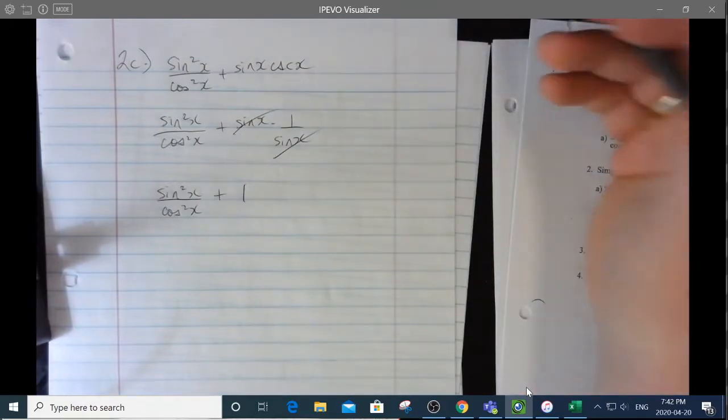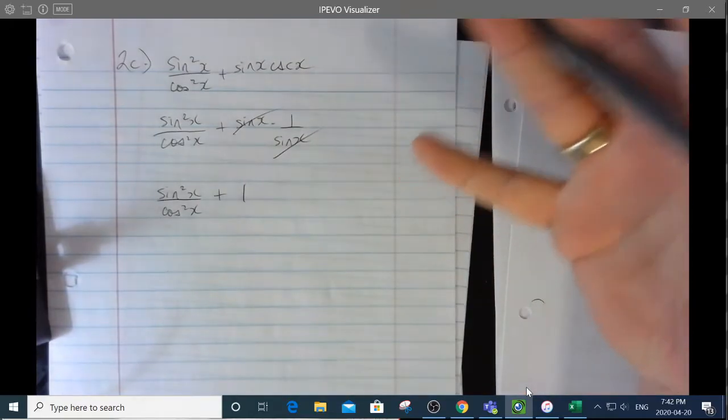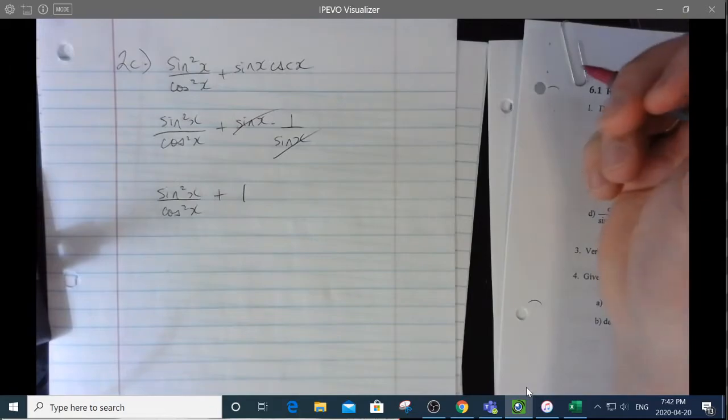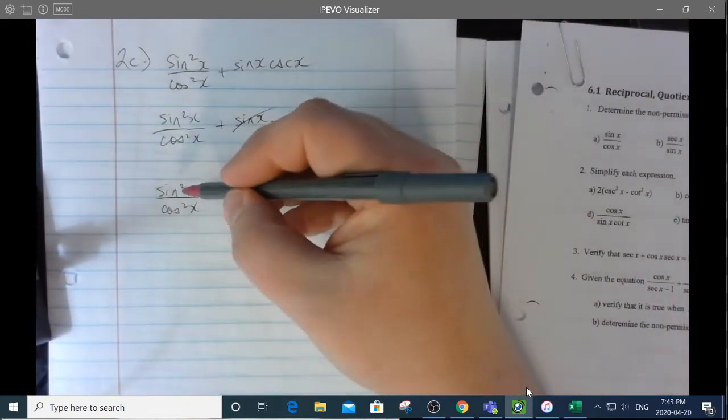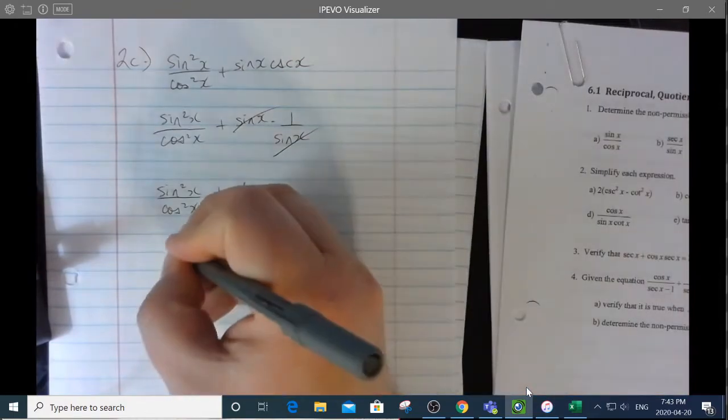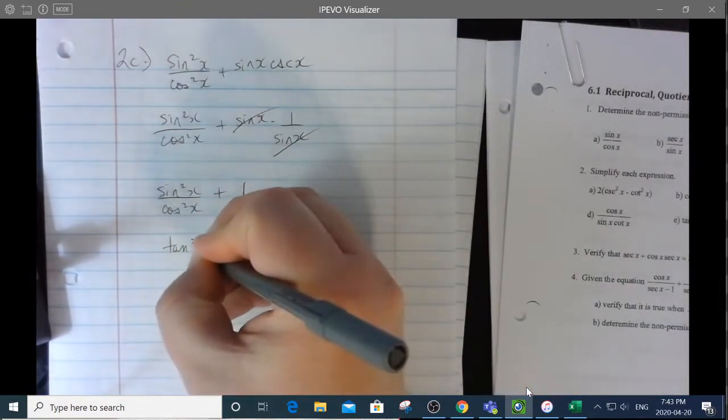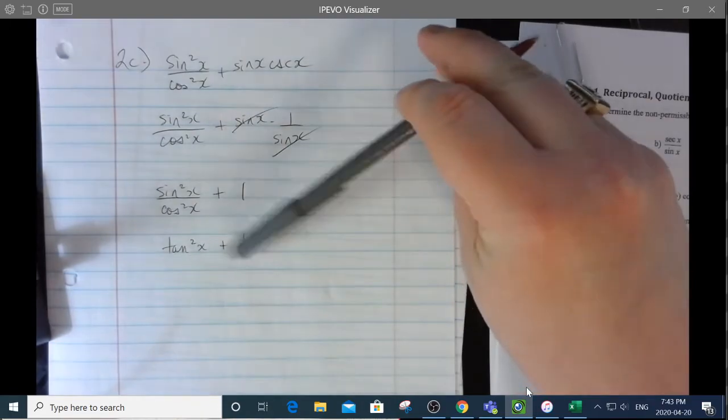Now again, you might look at that and go, well, that's as simple as it can be. Well, yes and no. There's things I can do with that. Sine squared divided by cos squared is actually tangent squared. Okay, interesting. And tangent squared plus 1, that should look familiar.